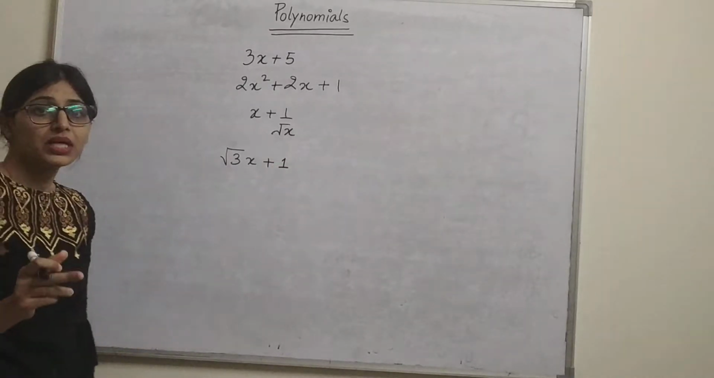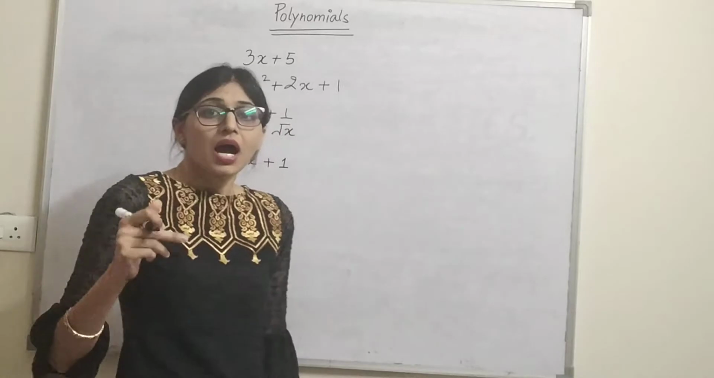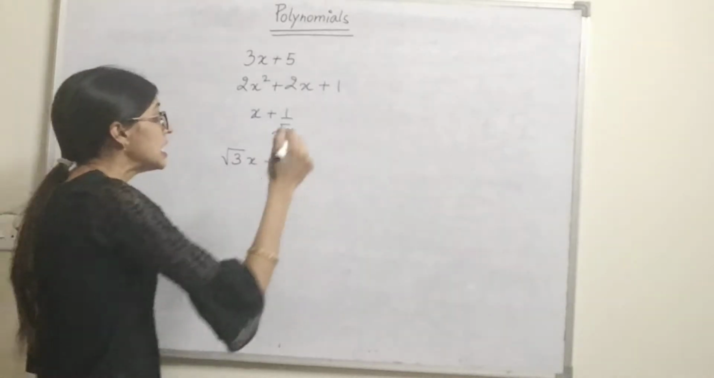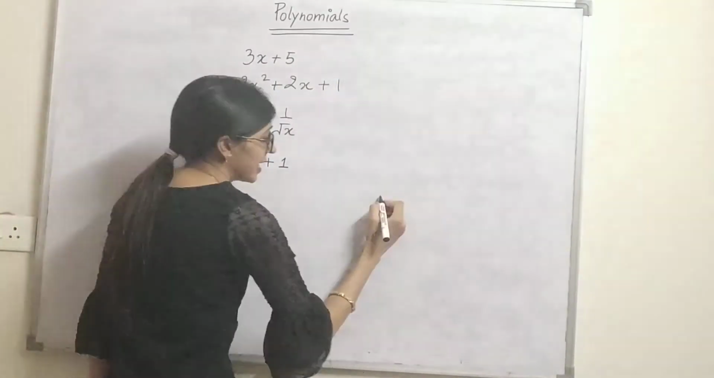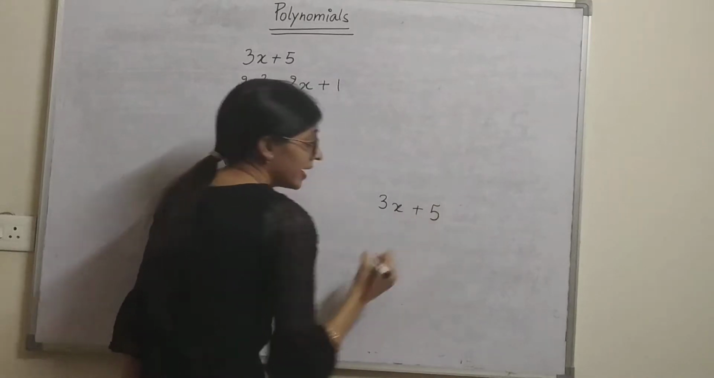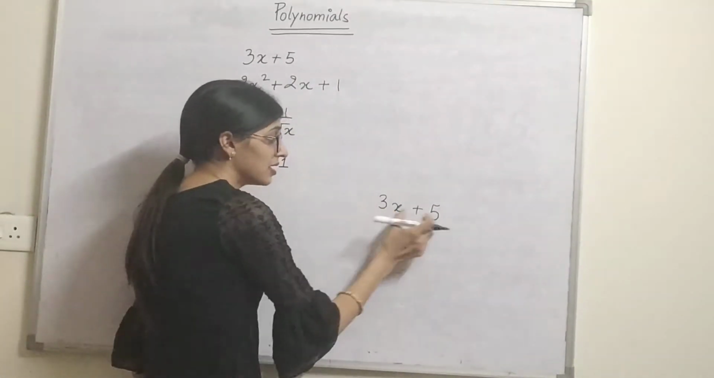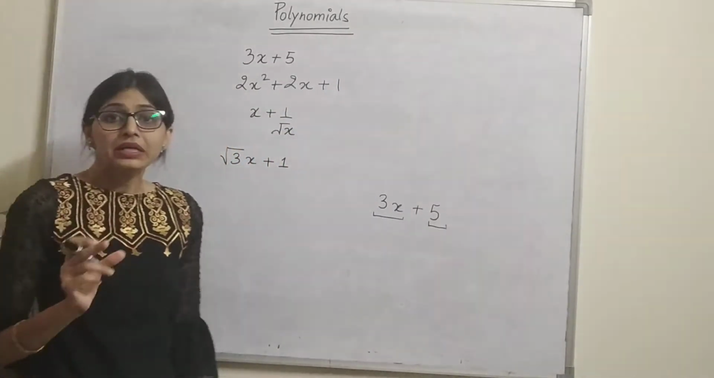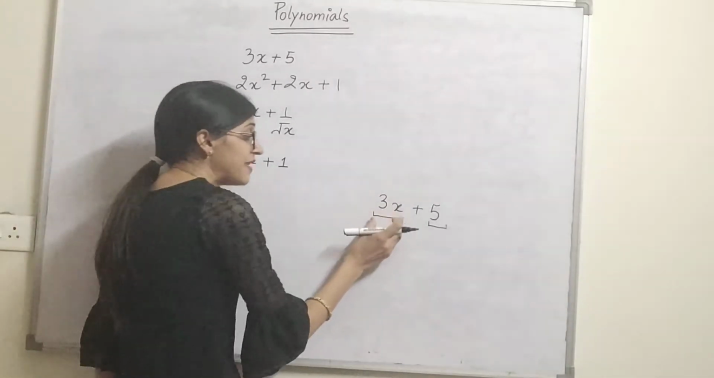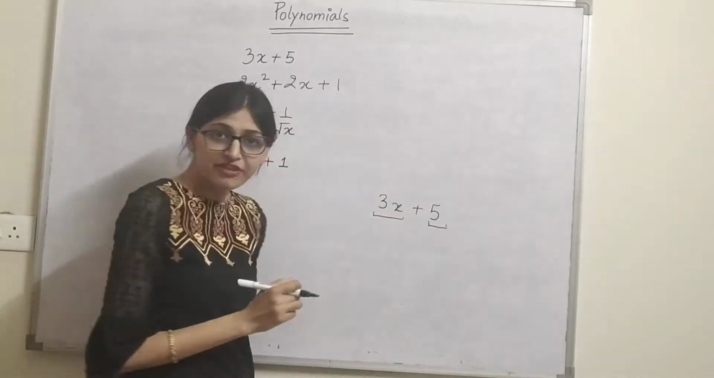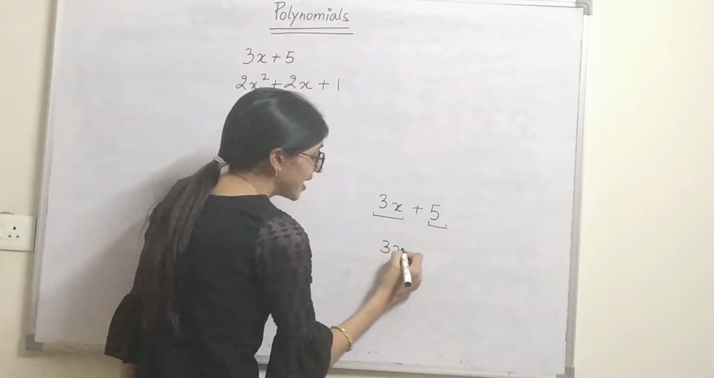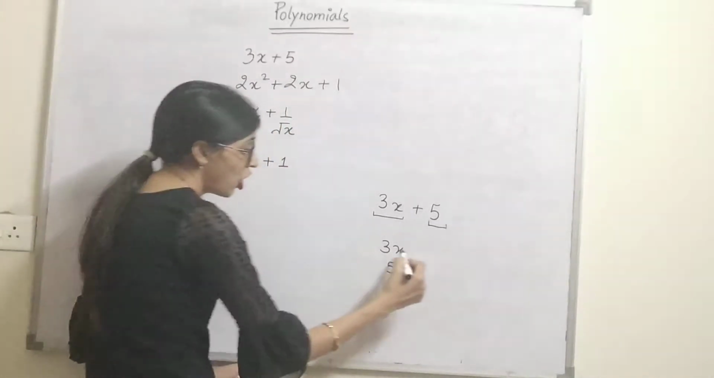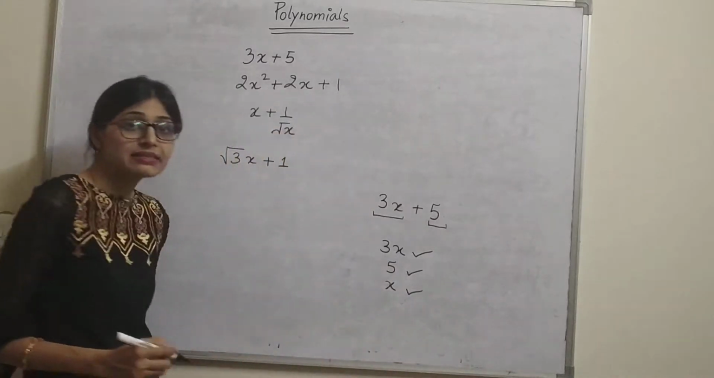Now we need to check whether these are polynomials or not. How can we check? First thing you need to understand in a polynomial is, take 3x plus 5. Here 3x and 5 both are terms, and a term can be defined as a value which has a constant and a variable, a value which has only a constant, or a value which has only a variable. All these three are considered as terms.